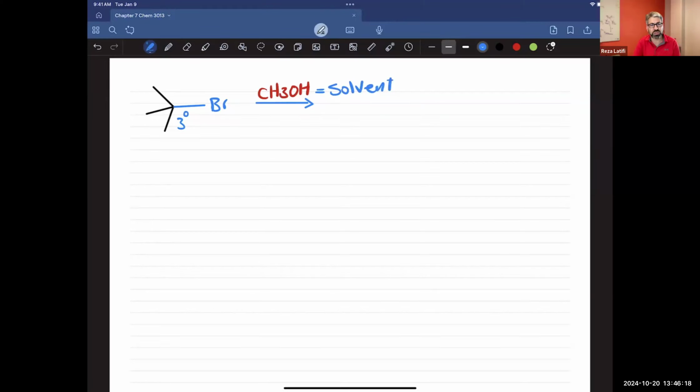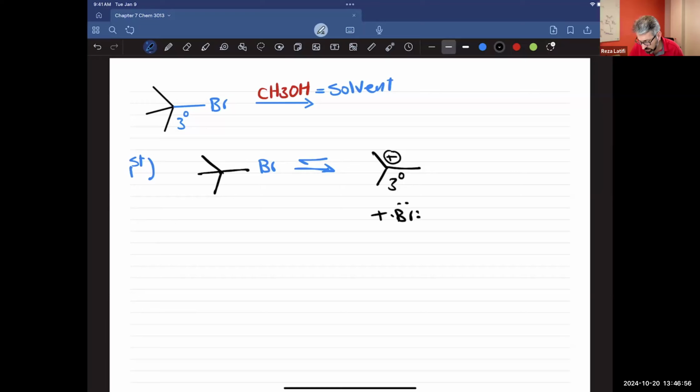In the presence of such a solvent, there is a high chance that bromide will leave the system and we will get a carbocation. So the first step of the reaction will be formation of the carbocation. This is our substrate, and there is a bromide here, and this will give you an equilibrium, and you will get an intermediate, and the intermediate has a positive charge. So this is a tertiary carbocation. And of course, we do have the bromide. This bromide will be the leaving group. And so I go -1.